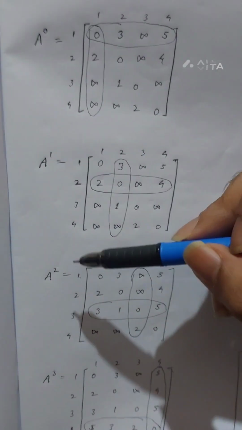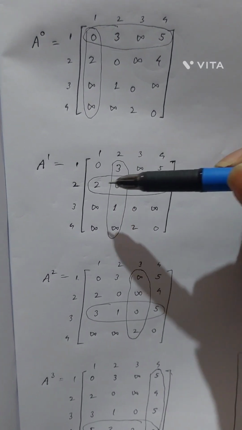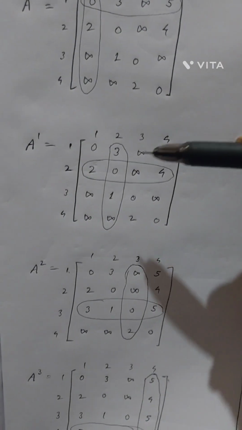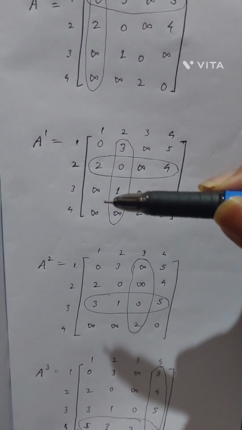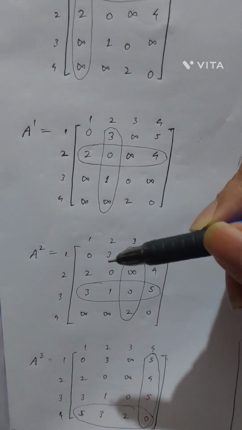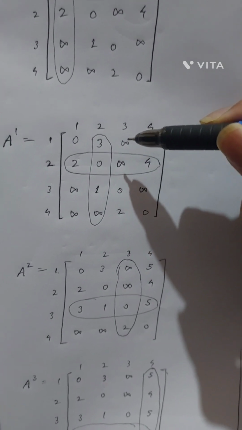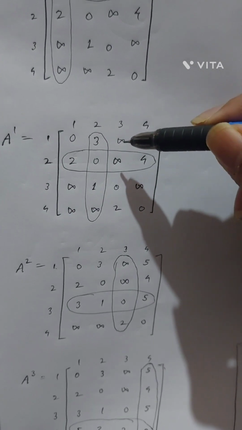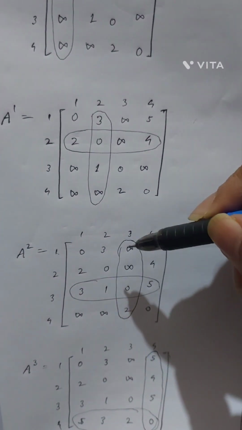Now for matrix A2, we fix the second row and the second column of A1. So the second row and the second column of A2 will be the same as that of A1. Again, all the diagonal entries are 0, just like in the previous case. For the other non-diagonal elements, we take firstly 1, 3. So we take the minimum of infinity and 3 plus infinity, which is infinity again. So we write infinity here.